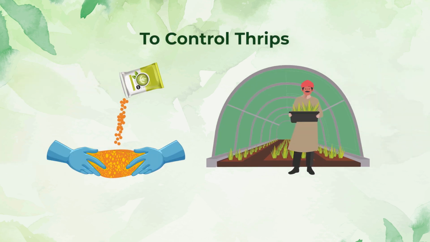First, sow seed after treatment with imidacloprid 70 WS at 5 to 10 grams per kg of the seed. Cover the nursery with nylon net of 200 mesh to protect nursery plants from thrips till the plant is 25 to 30 days old. Avoid spraying same chemical repeatedly. Stop foliar spray of chemicals before 10 days of flowering.